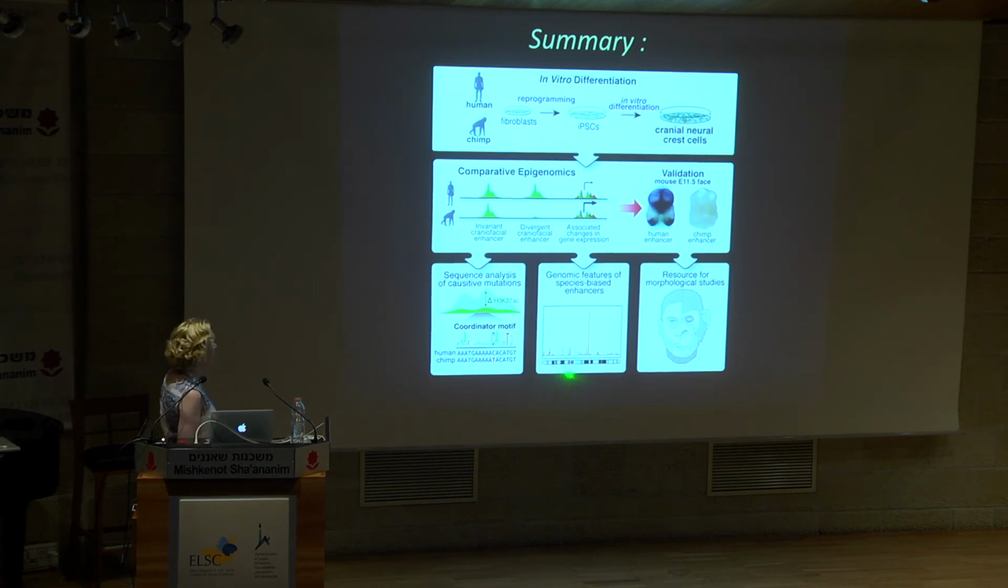And through the sequence analysis, I hope I've convinced you that we can really learn a lot about the cell type of interest, such as our discovery of the coordinator motif, although, as I said, it's really going to be important to figure out what regulatory complex binds there. We can also learn about genomic features of species-biased enhancers. That's something I haven't discussed in detail today, but we're also learning interesting things there. And finally, we're hoping that this type of work can be a resource for morphological studies.